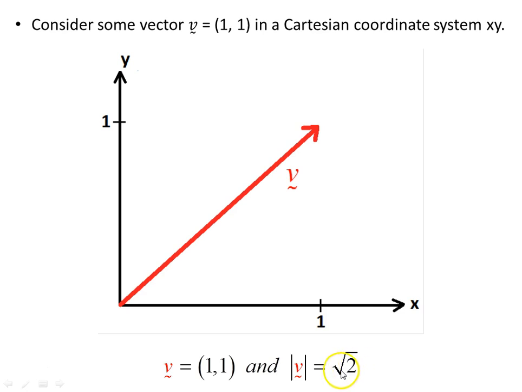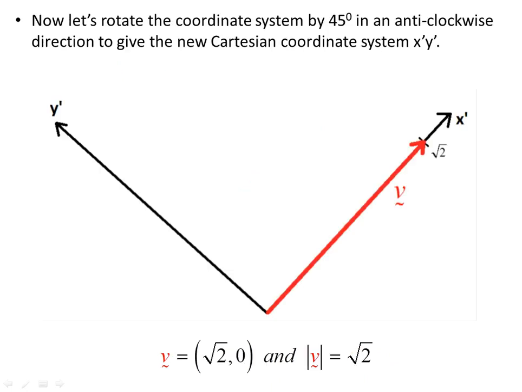If the length of the metal bar is square root 2 meters in this coordinate system, it'll be square root 2 meters in any other coordinate system, or square root 2 meters per second, whatever object we're interested in. Let's rotate the coordinate system by 45 degrees in an anti-clockwise direction to give the new Cartesian coordinate system x prime, y prime. So here's the same vector, but in the x prime, y prime system, it has coordinates square root 2 in the x direction, 0 in the y direction.